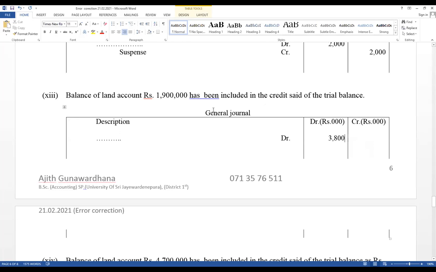It has been recorded on the incorrect side of the trial balance. Therefore, now the trial balance will be debit twice, not 1900 but 3800, and suspense account credit. If errors occur when preparing the trial balance, those also affect the suspense account. The suspense account credit 3800.